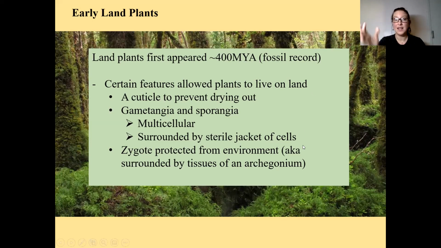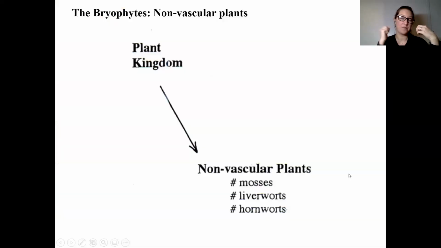The other thing is that the zygote, the baby plant, is now protected from the environment by being surrounded by tissues. So those things, cuticle, multicellular and protected gametangia and sporangia, and protected zygote, are what allowed plants to make that initial leap onto land. All right. Now that we know how plants made that leap to land, we can start to talk about some of them. So we'll talk about the bryophytes.